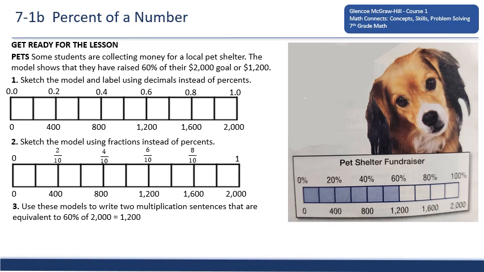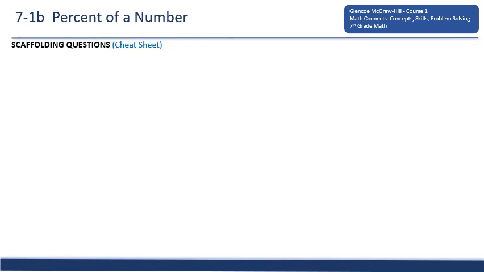Number 3, use these models to write two multiplication sentences that are equivalent to 60% of 2,000 equals 1,200. So the first model is the decimal, where we get 0.6 times 2,000 equals 1,200. You can do that math out and find out if that's right or not. Spoiler alert, it is. And then 3/5 times 2,000 equals 1,200. And in this case, in the model on number 2, it's 6/10, but we did simplify it to 3/5 here to do the math.